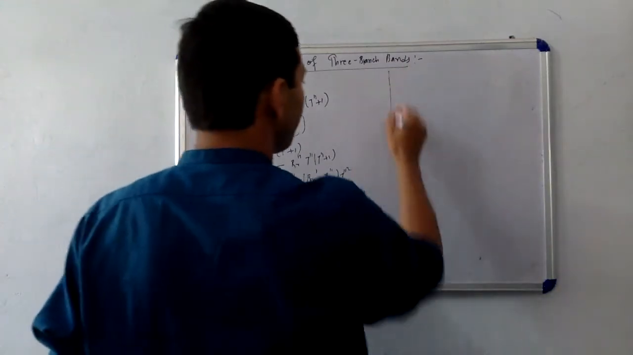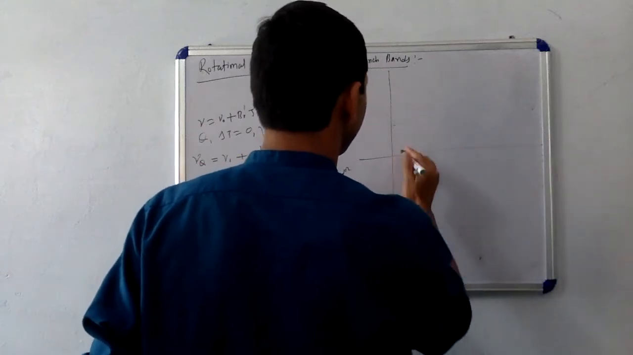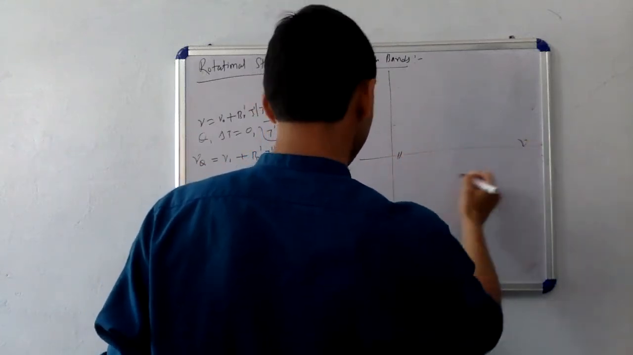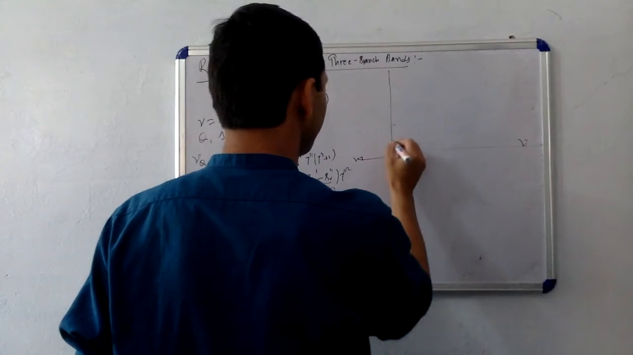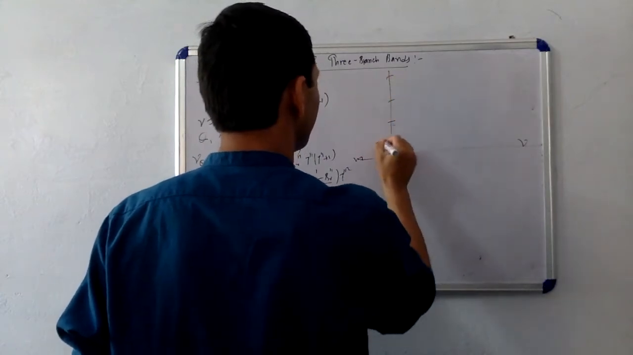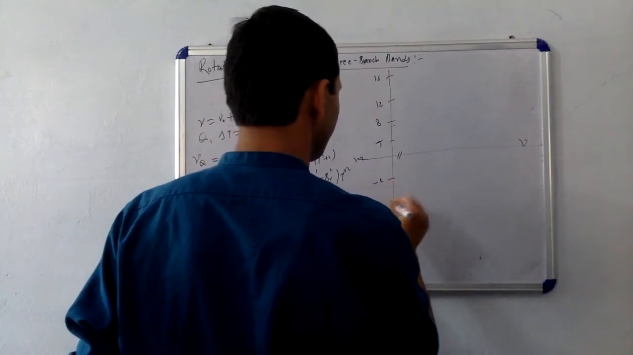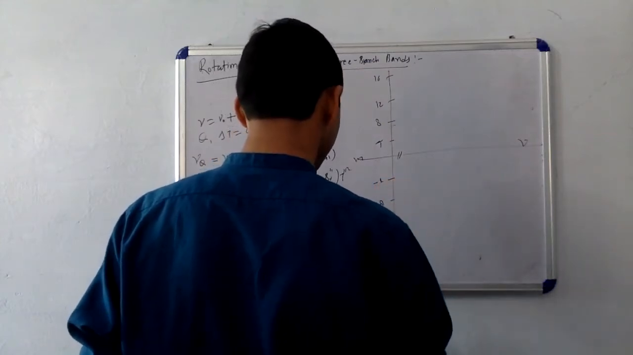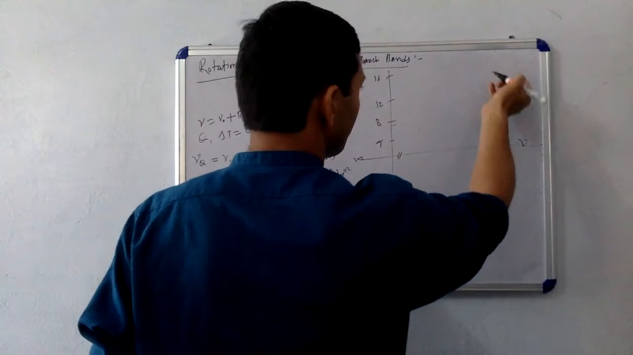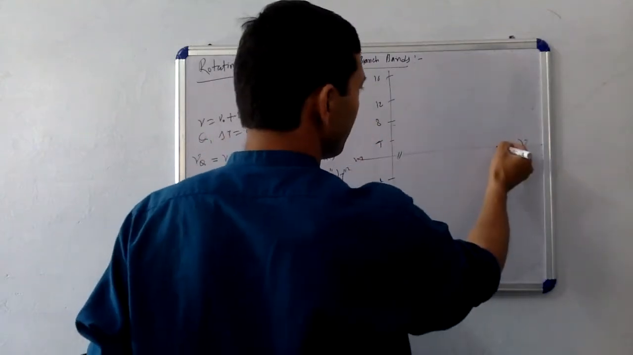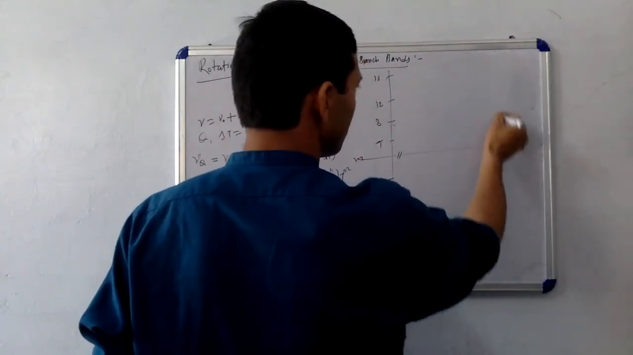So simply, if I plot nu, we have this M: 4, 8, 12, 16, minus 4, 8, 12 and so on. Because I am taking the negative one, then you have simply this nu naught.